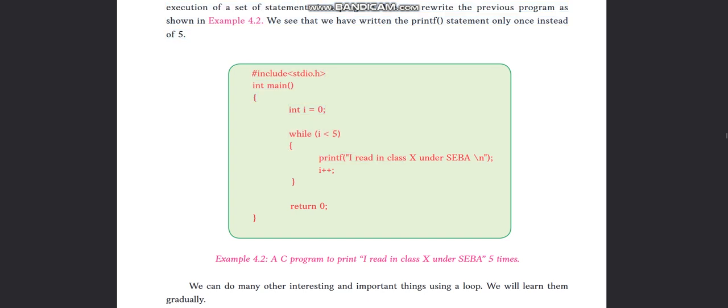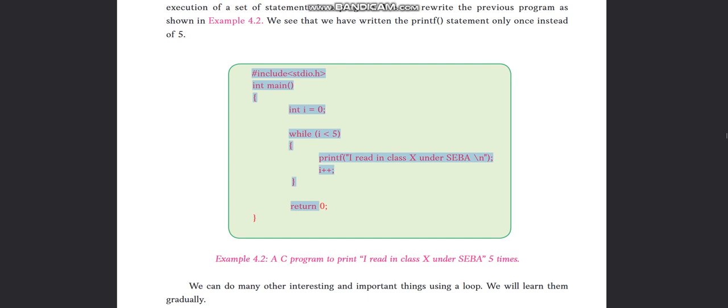The difference between while and do while is that in a while loop, the condition comes first and then the statement. So I repeat, in a while loop the condition comes first, and then the statement. But in a do while loop, the statement comes first and then the condition. We'll explain this later on. Okay, so let's run the first program.